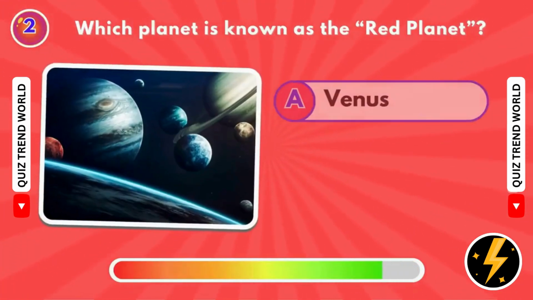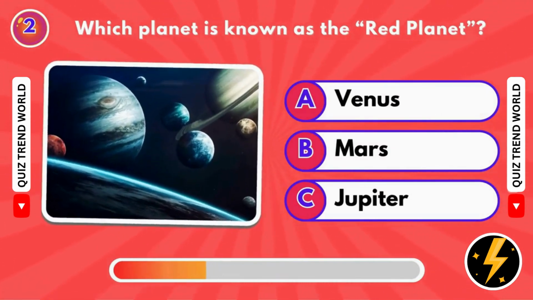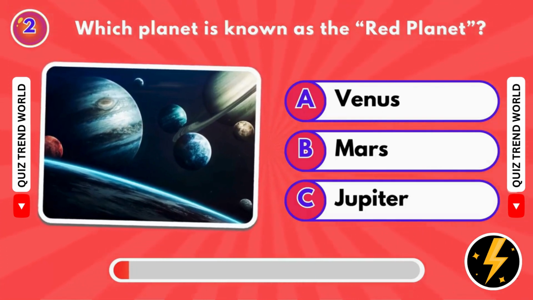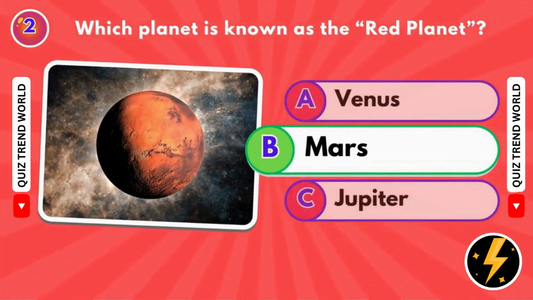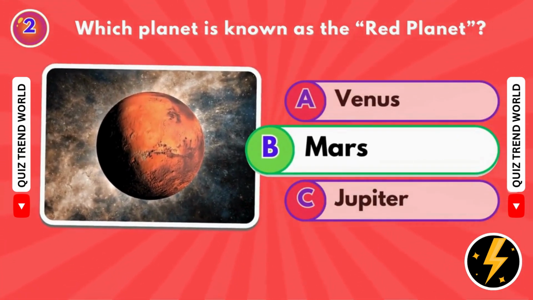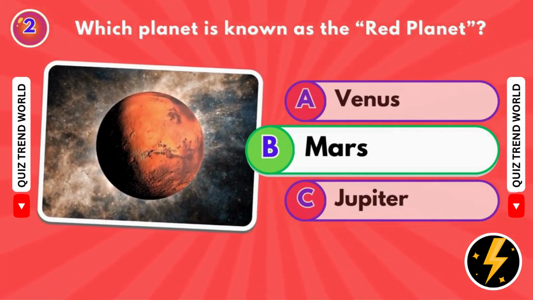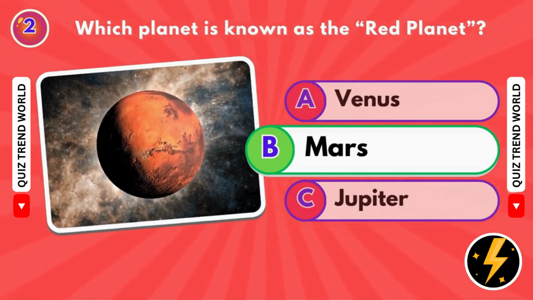Which planet is known as the red planet? Venus, Mars, or Jupiter? Mars. Mars appears slightly reddish and is also called the red planet. The iron minerals in the Martian soil oxidize, or rust, causing the soil and atmosphere to look red.